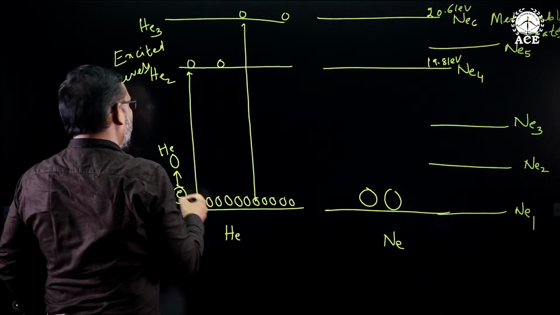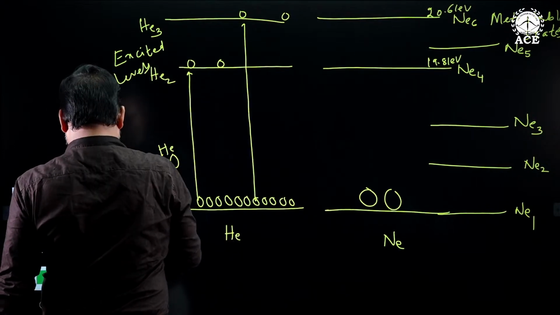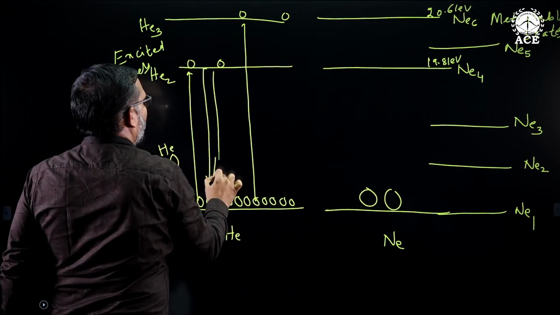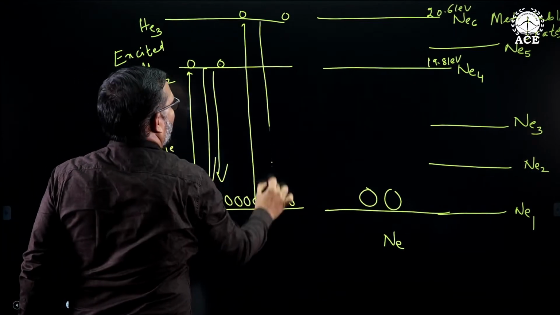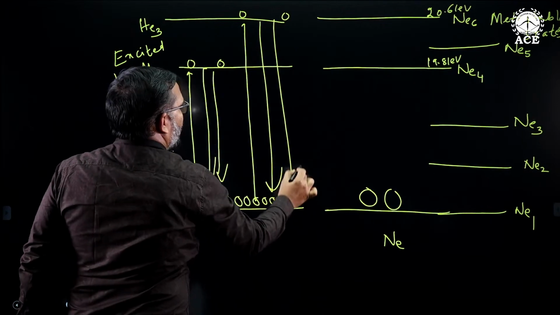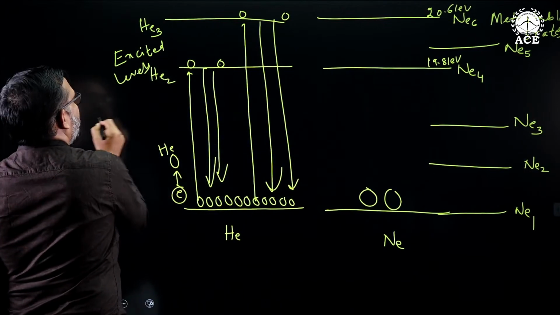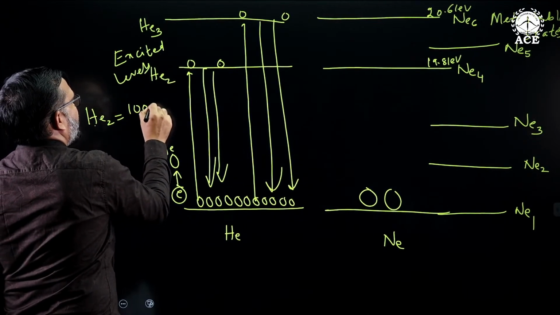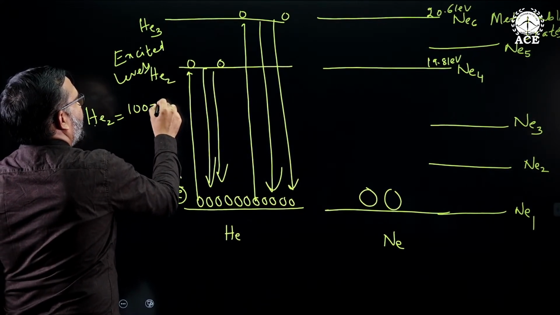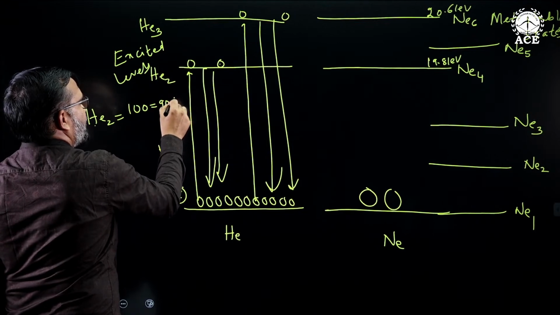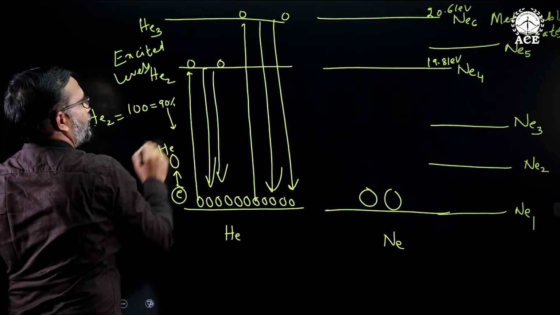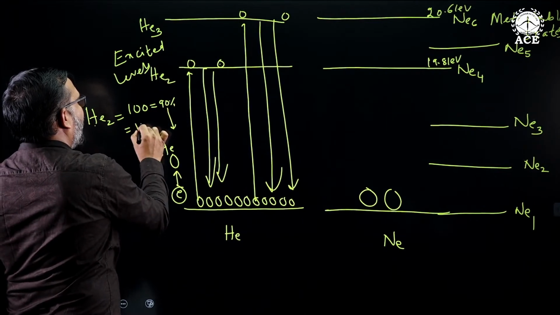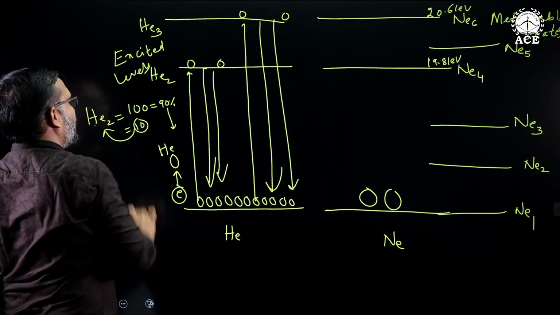So most of the atoms reach the ground state. All the other atoms also reach the ground state. For example, in helium 2, say 100 atoms are there. Out of 100, 90% reach the ground state. So 90 atoms come down, and 10 atoms stay in helium 2 itself.